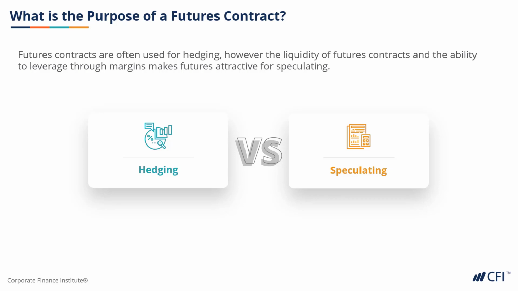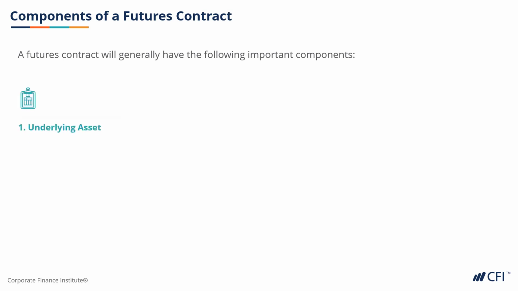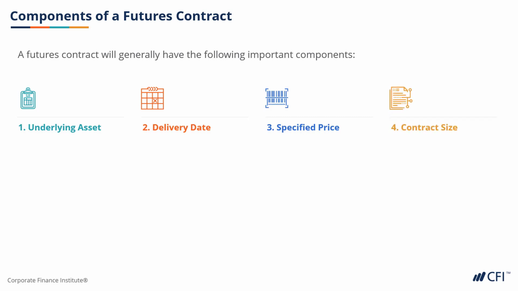Futures contracts have several key components. First of all, the contract needs to stipulate the underlying asset, whether that be a stock index, a commodity, a currency, and so on. A futures contract will also have an expiration date, often quoted in months. We will need to agree the specified price up front, just like a forward contract. The contract size will be standardized. So contracts for oil, for example, are standardized at 1,000 barrels per contract.